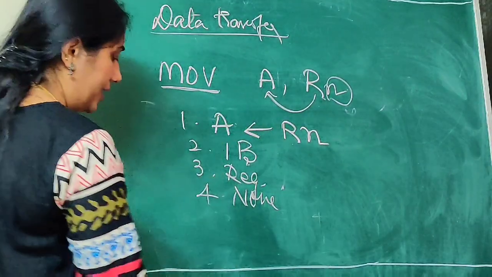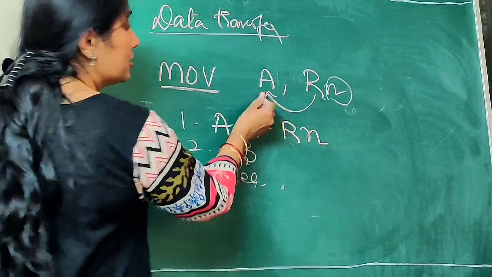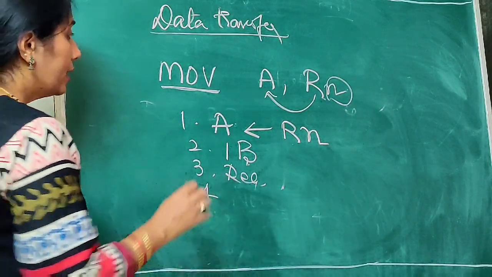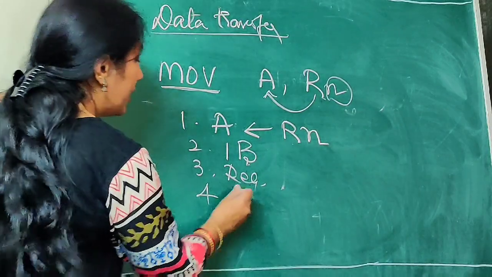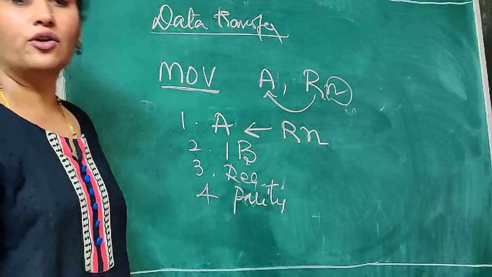But in this case, you can see over here I am moving the data from the register to the accumulator. Accumulator is a primary register wherein whenever I load any data in the accumulator, the parity flag is going to get affected.